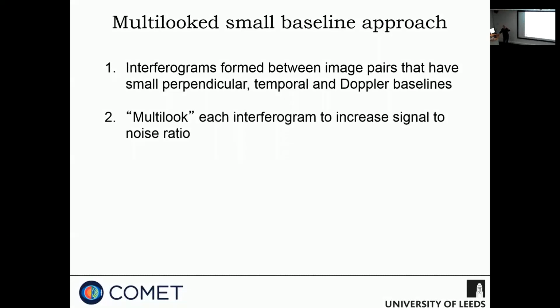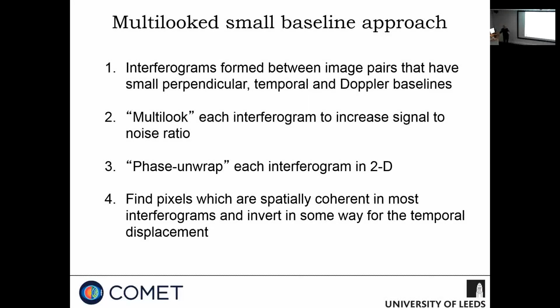Okay, so in this approach, you make multiple interferograms, as I just mentioned. You multi-look each interferogram, which I hope you covered this morning as well. The multi-looking is just adding up the phase of nearby pixels. So it reduces your resolution, and it also reduces noise. And you unwrap the phase for each interferogram, and you can do this in 2 dimensions. The last step is then to find pixels which are spatially coherent in most of your interferograms and invert them in some way to get deformation.